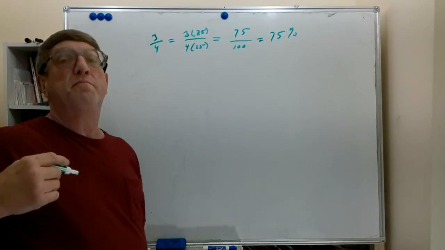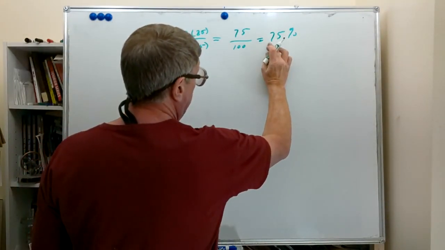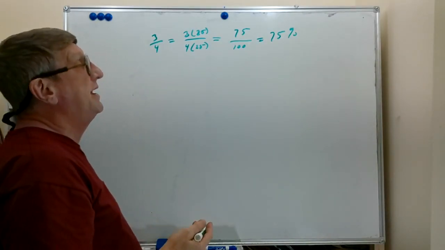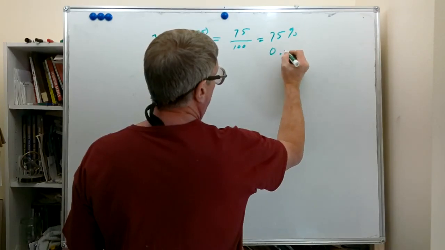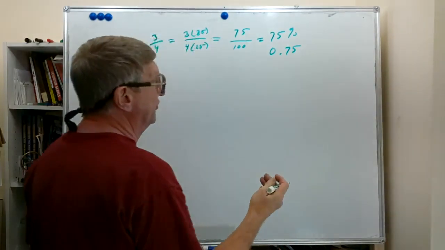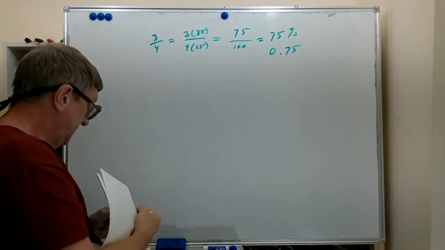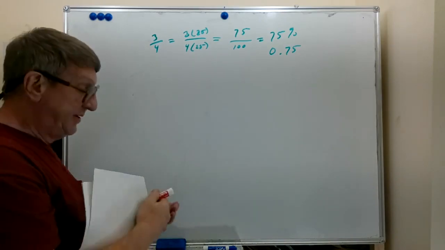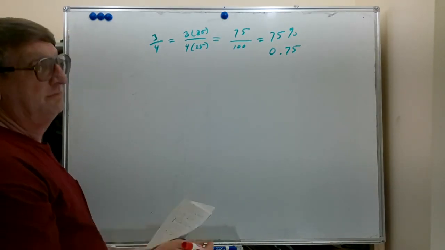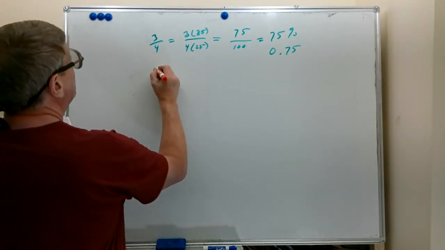Now remember to go from percent to decimal, we move the decimal place 2 places to the left, which is basically divide by 100. So that gives us 0.75 as the decimal version of 75%. We do a few examples because we want to make sure that everyone understands this. We're going to do another one.